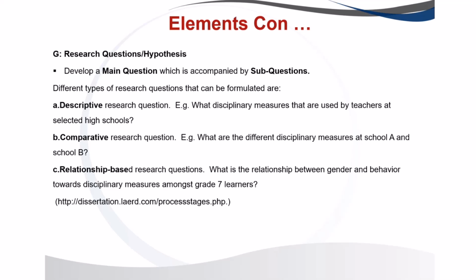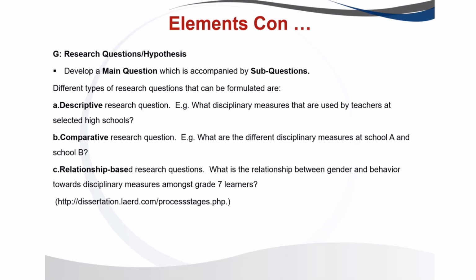descriptive research questions. For example, you are describing there. An example: what disciplinary measures are used by teachers at selected high schools? Comparative means you are comparing now. An example could read as follows: what are the different disciplinary measures at school A and B? In other words, now we are comparing 2 schools to find out what disciplinary measures are used at those schools.